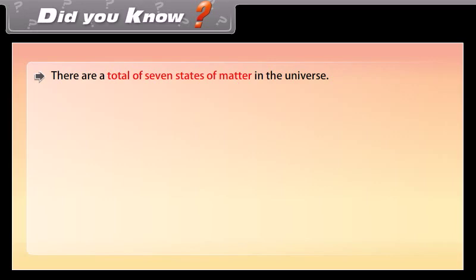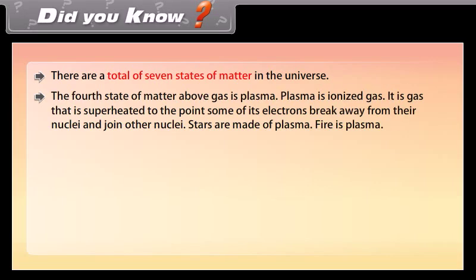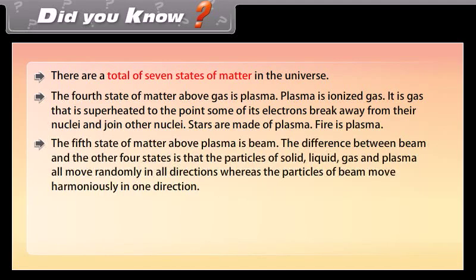Did you know there are a total of 7 states of matter in the universe? The 4th state of matter above gas is plasma. Plasma is ionized gas. It is gas that is superheated to the point some of its electrons break away from their nuclei and join other nuclei. Stars are made of plasma. Fire is plasma.